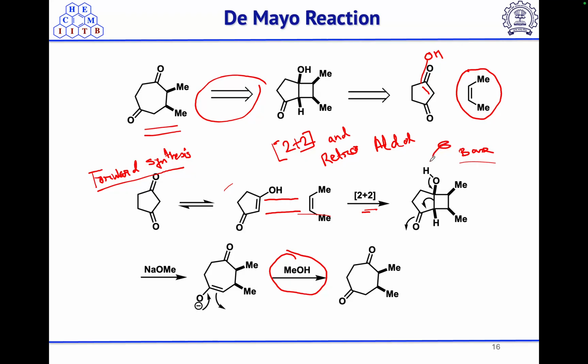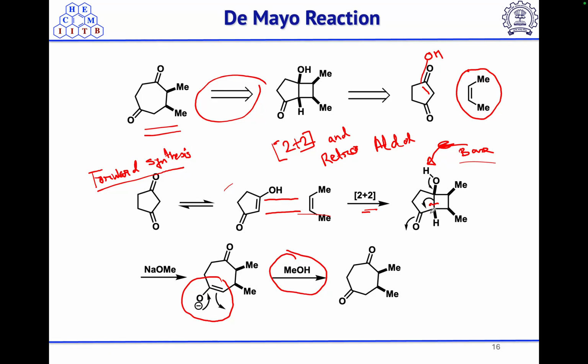So base will abstract the proton of this alcohol, this OH bond will cleave, and this CC bond will break. The bond will come here and give this enolate. So this enolate will form. Basically you are breaking this CC bond and you will get a 7-member ring. So this is called a retroaldol reaction.